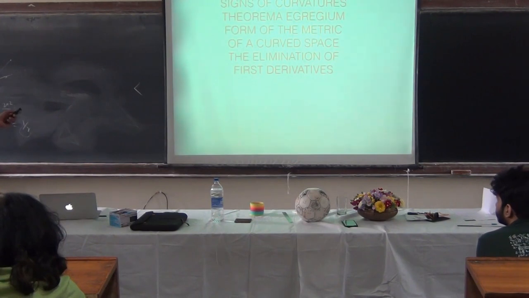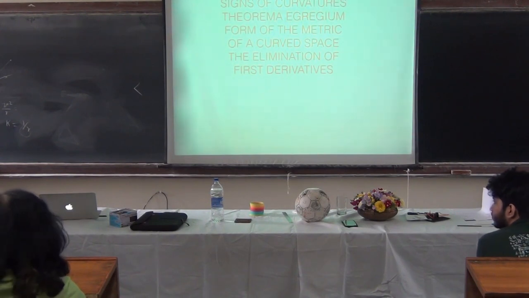The signs of curvature I just told you about, and the idea that the intrinsic geometry of the surface is determined only by the product of the two curvatures, is a very famous theorem due to Gauss. Gauss called it the Theorema Egregium, which is a Latin phrase.